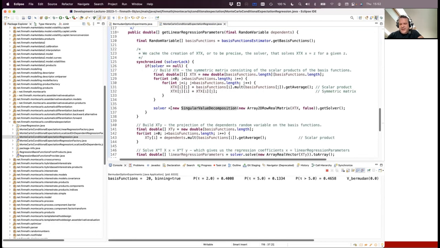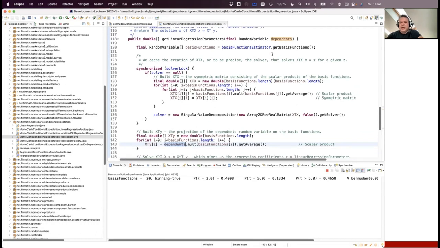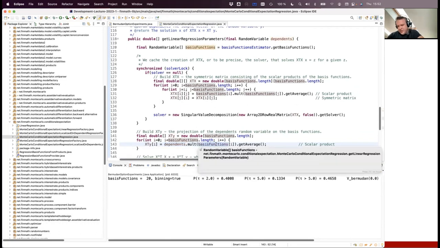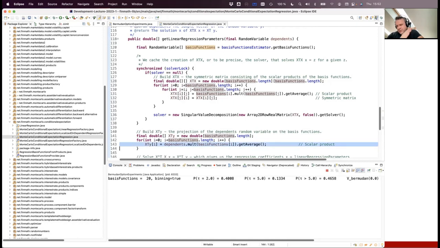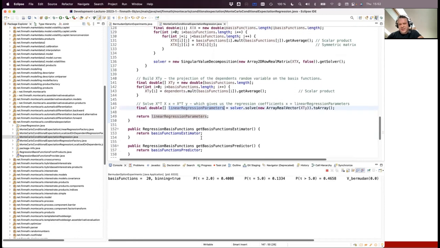Then I build the right-hand side. The right-hand side is x transpose y. This is just the scalar product of my argument, the one of which I would like to calculate the conditional expectation, with each basis function. Then I solve this linear equation and I get my alpha. So these are my linear regression parameters.